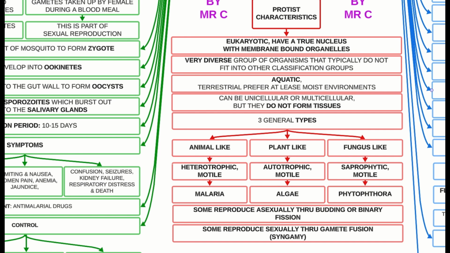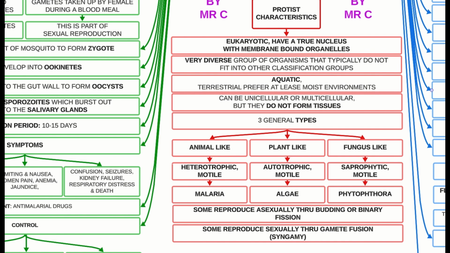Protists are eukaryotic organisms. They have a true nucleus with membrane-bound organelles. They are very diverse, quite often called the junk drawer of classification, because anything that doesn't fit into another classification group is put into protists as long as they're single cellular. They're all aquatic, and the ones that live on land prefer to live in moist environments. They can be unicellular or multicellular, but either way they don't form tissues.